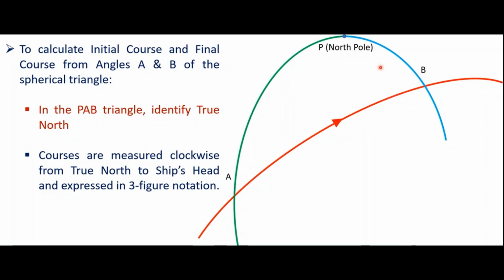Now, when the vessel sets sailing from position A and reaches position B, the vessel shall be placed at A the way you see in the diagram. When she reaches B, she shall be placed the way you see it here.